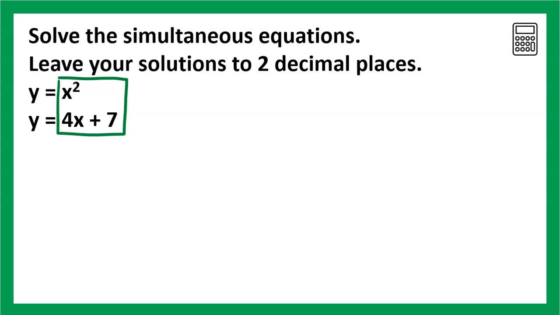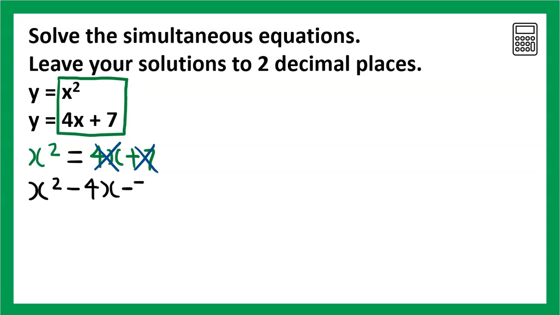Y is equal to x squared and y is equal to 4x plus 7. So let's make these equal to each other. X squared is equal to 4x plus 7. Subtract 4x and 7 from both sides. x squared minus 4x minus 7 is equal to 0.